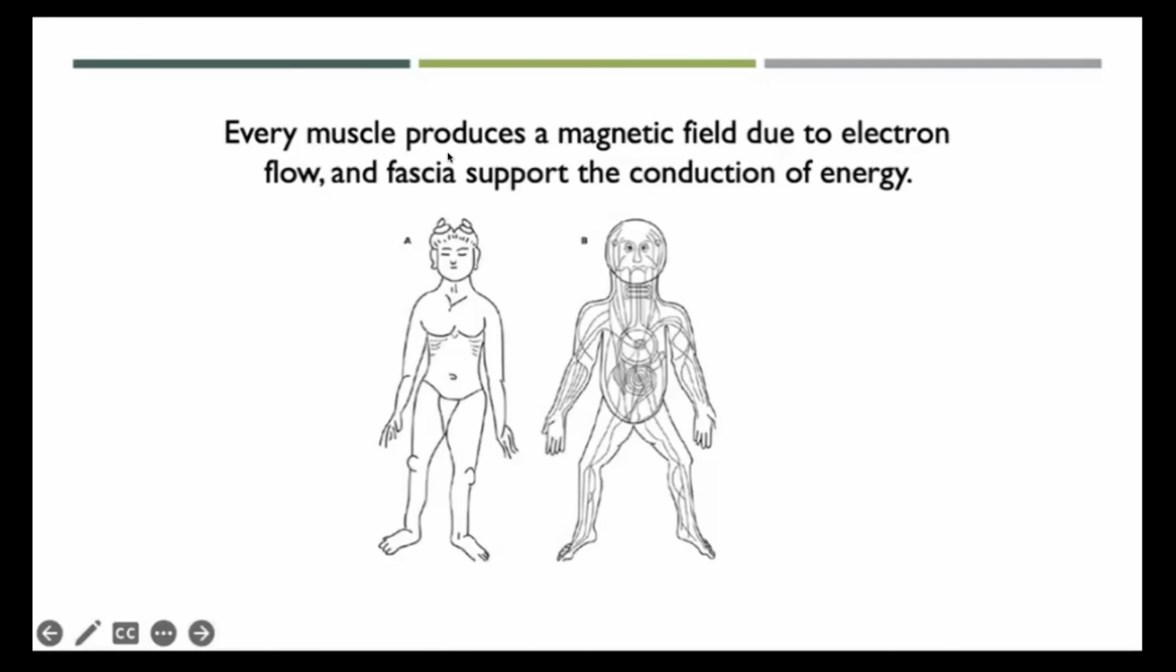So as a result of muscle contraction, muscle activity, muscle movement, which is due to electrons, which creates a magnetic field, we have the opportunity for our fascia to conduct electricity or energy or chi. Remember, there are various layers of fascia, and chi moves through various layers of the body.